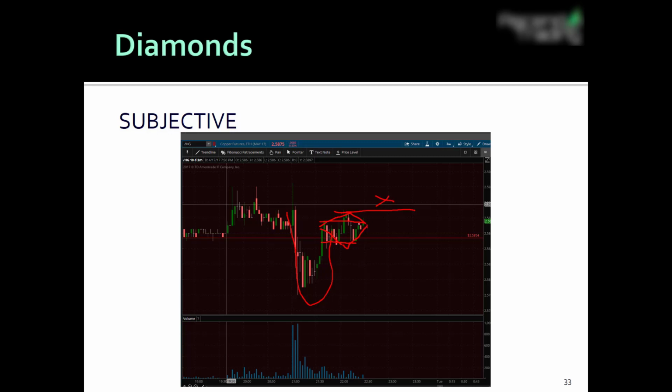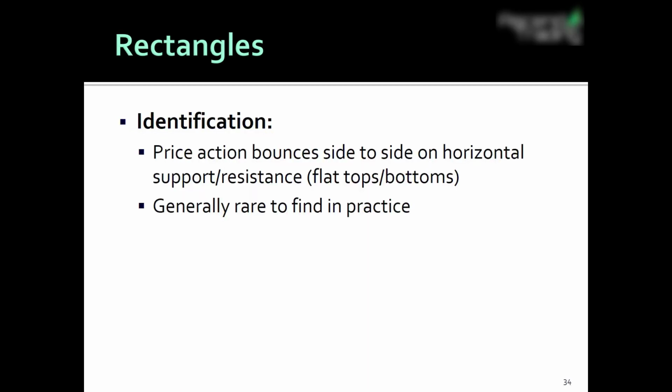Or if it breaks down, that usually will confirm a head and shoulders. Or if it just continues to hang around here, it'll eventually become a rectangle, which is neutral in the sense that the price just bounces in a horizontal channel. And they generally are hard to find in practice.